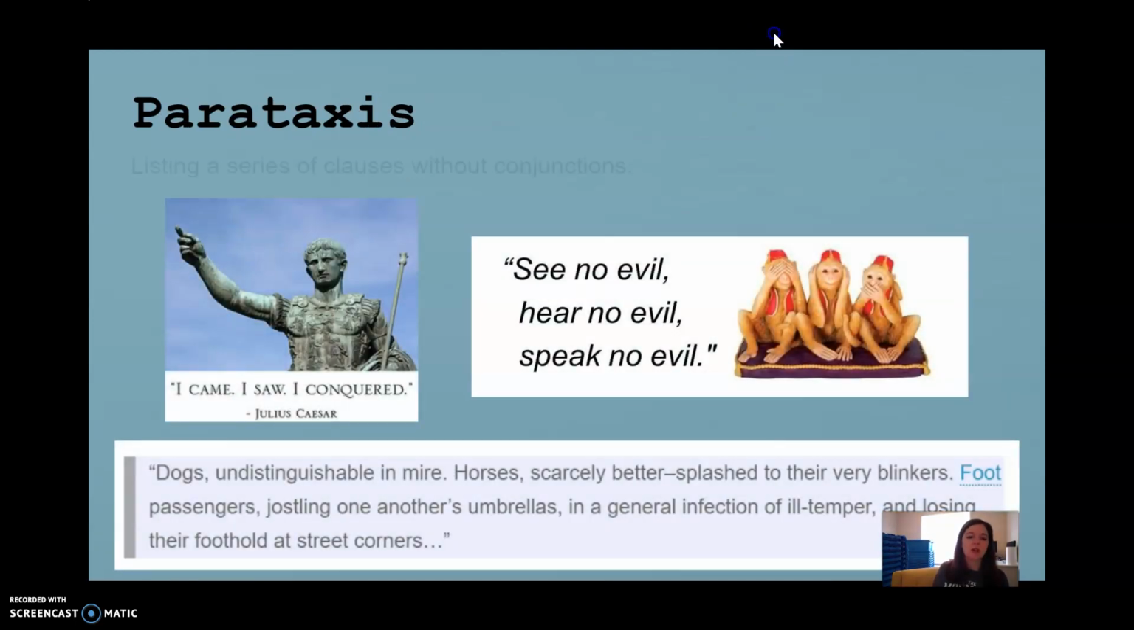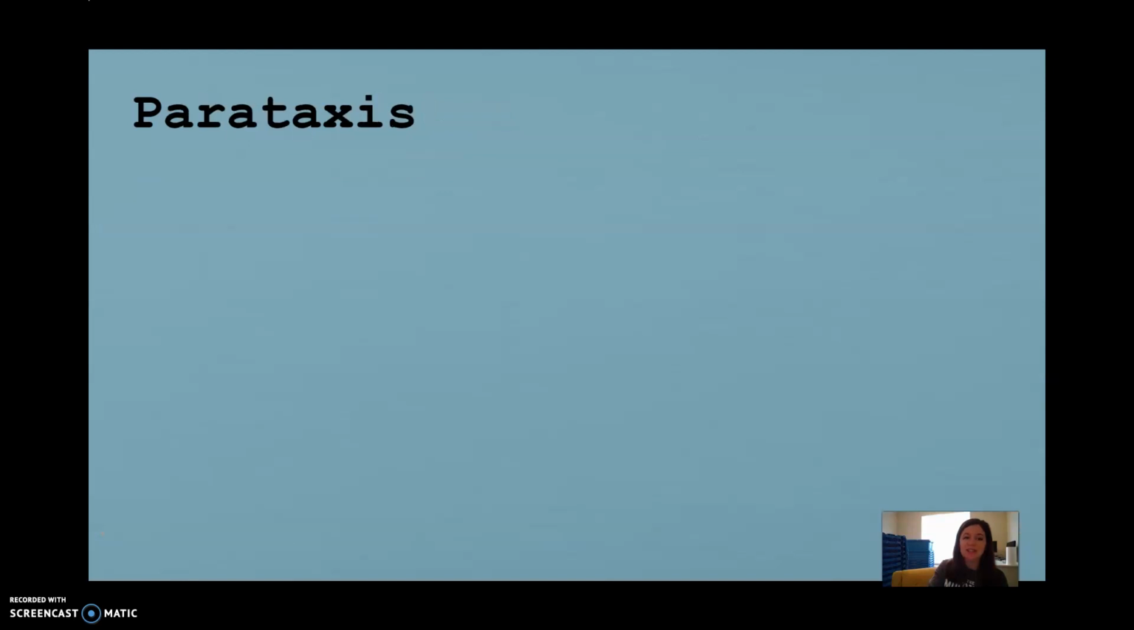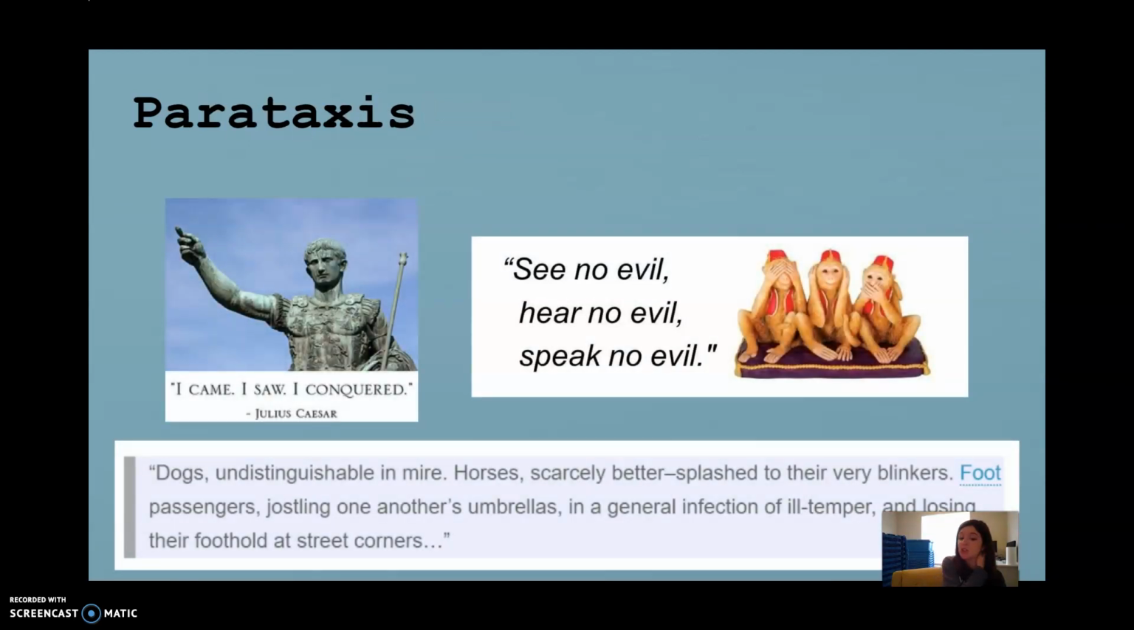Parataxis. So parataxis is when you list a series of clauses without conjunctions. So here you have a list without conjunctions. This is very similar, except what you're listing are clauses. So it's not just items, it's actually like little sentences. So essentially what parataxis is a fancy word for is not using periods correctly. So here we have "I came, I saw, I conquered." That is technically correctly punctuated. You could also put semicolons here.